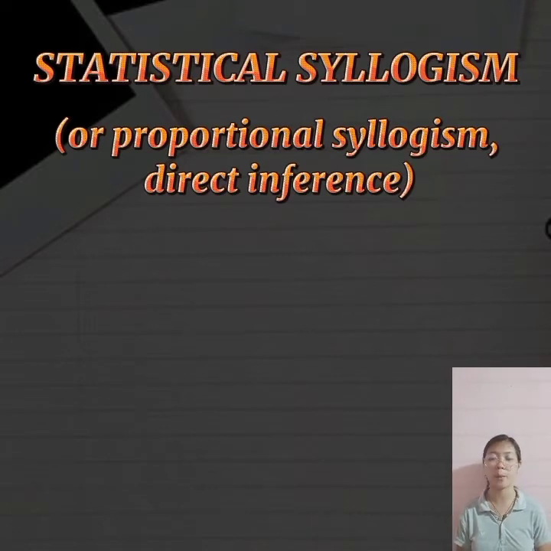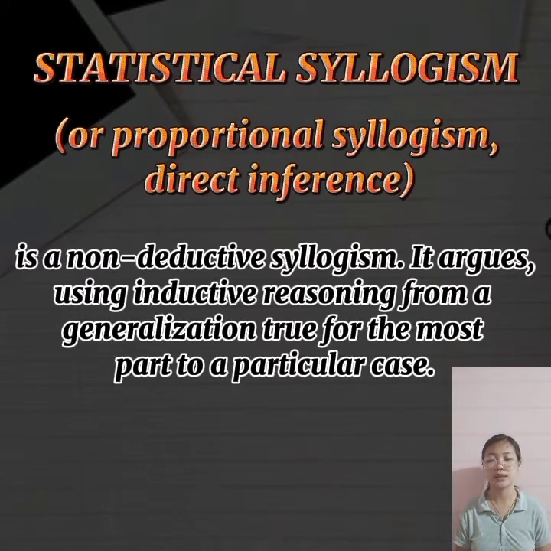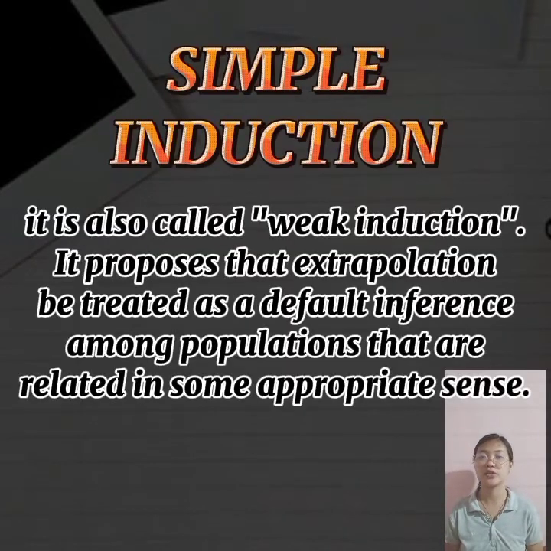Second, statistical syllogism or propositional syllogism or direct inference. It is a non-deductive syllogism. It argues using inductive reasoning from a generalization true for the most part to a particular case. Third, simple induction. It is also called weak induction. It proposes that extrapolation be treated as a default inference among populations that are related in some appropriate sense.